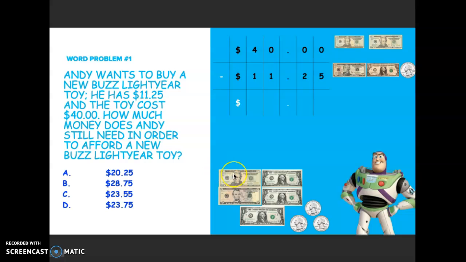So then you get 20, 25, 26, 27, 28. So then it's $28. And then you start counting your quarters, and that's 25, 50, 75. So then that's kind of how you get $28.75.